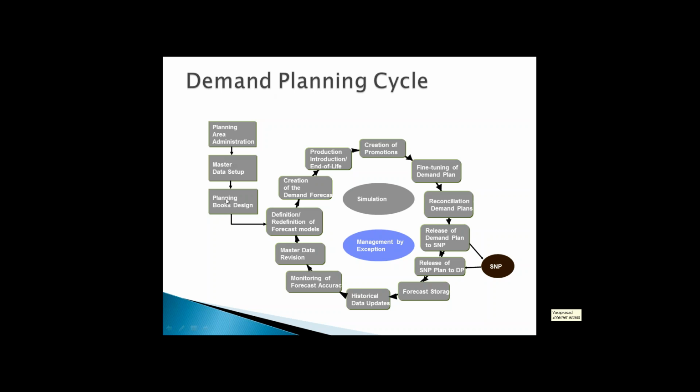So after that it will go to planning books design. So what is your planning book? How you want to see the results? That will be defined or designed in the planning books. So after this you will go with a definition or redefinition of a forecast model. That means in this step you have to define your model. Which model is suitable? Just now we have discussed that maybe your business is a constant business or trend or seasonal. In every category you have multiple models available in the standard. So you have to choose which model is suitable to your business and you have to define it.